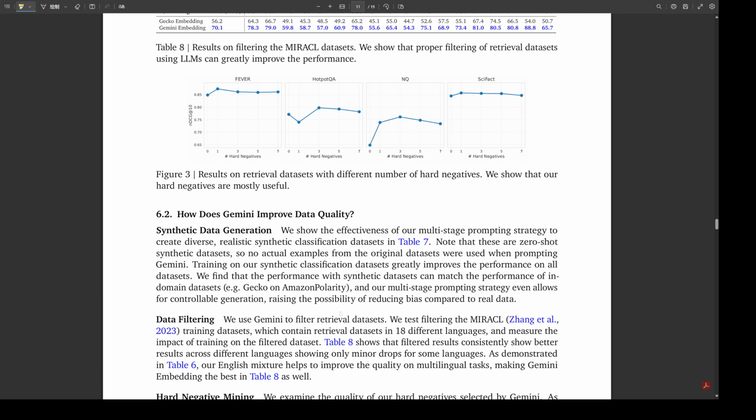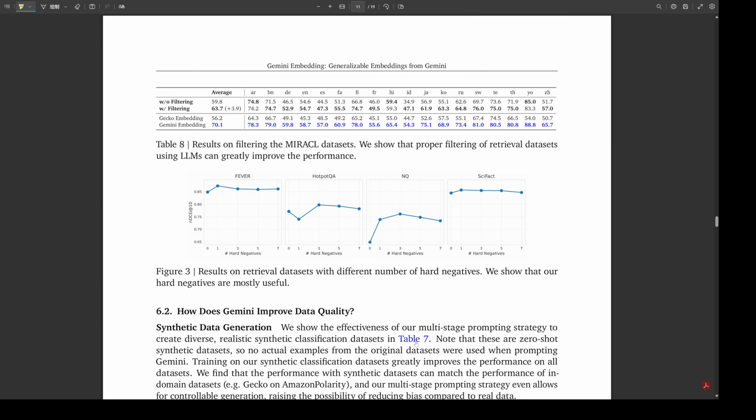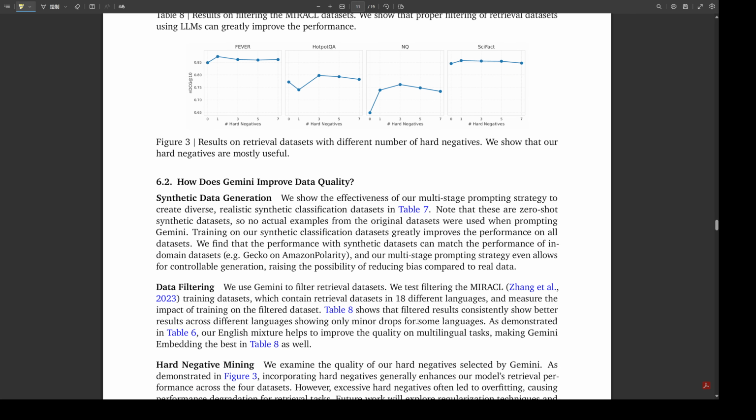So it seems like they're prioritizing the quality of those negative examples, making sure they're really good, even if it means having fewer of them in certain situations. Exactly. Quality over quantity. Makes sense.